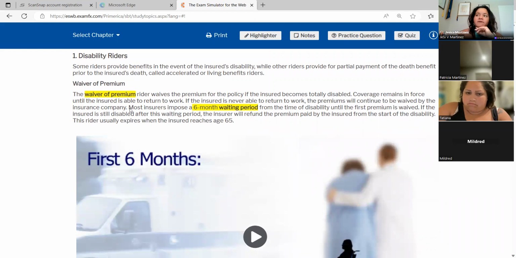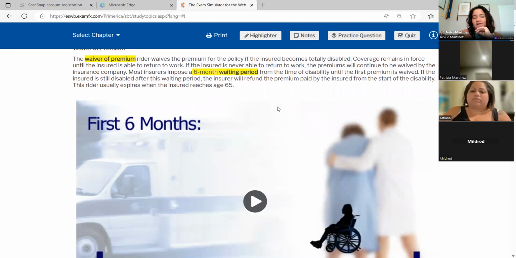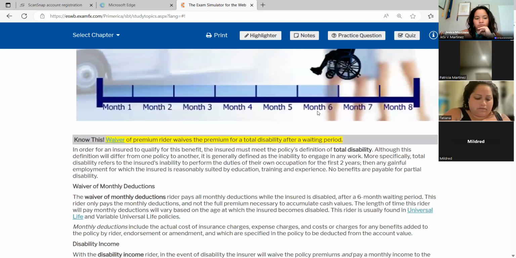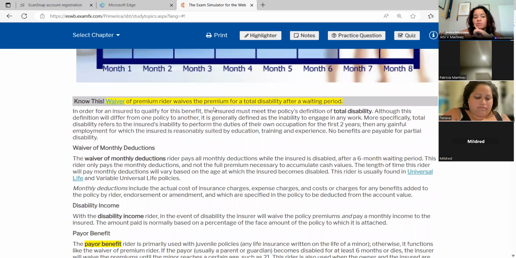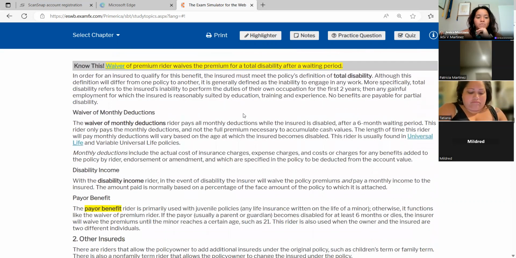So just to be more specific, it says most insurers impose a 6-month waiting period from the time of disability until the first premium is waived. And then if you're still disabled after the 6 months, they go ahead and pay it up to age 65. The waiver of premium rider waives the premium for a total disability after the waiting period. So it will start waiving at month 7 from the disability.